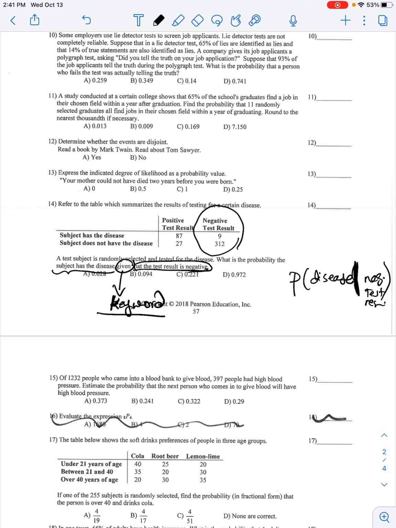So what is the probability that subject has the disease? Here we go. Subject has the disease is 9 out of, just again, because it's after the word given, we look at the population of negative. The total of 9 and 312 is 321. 9 divided by 321, use your calculator, you get 0.028. That's the answer.